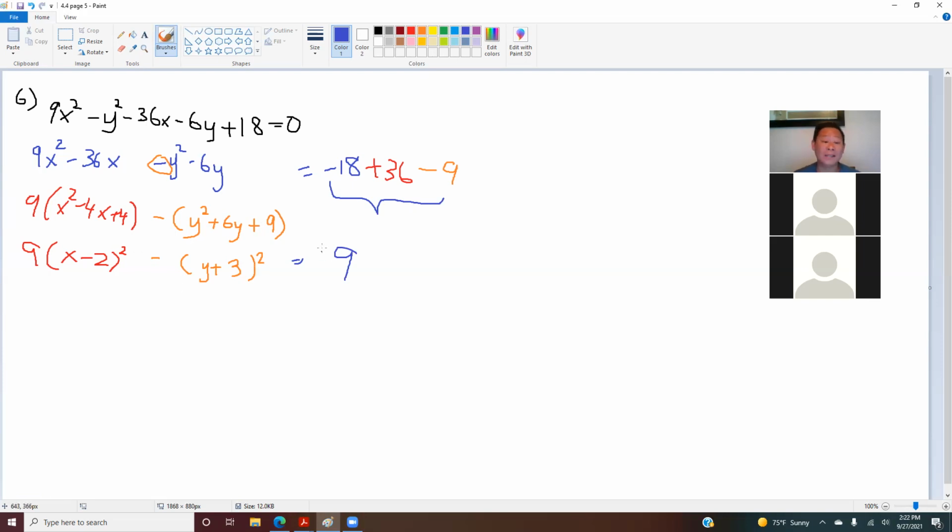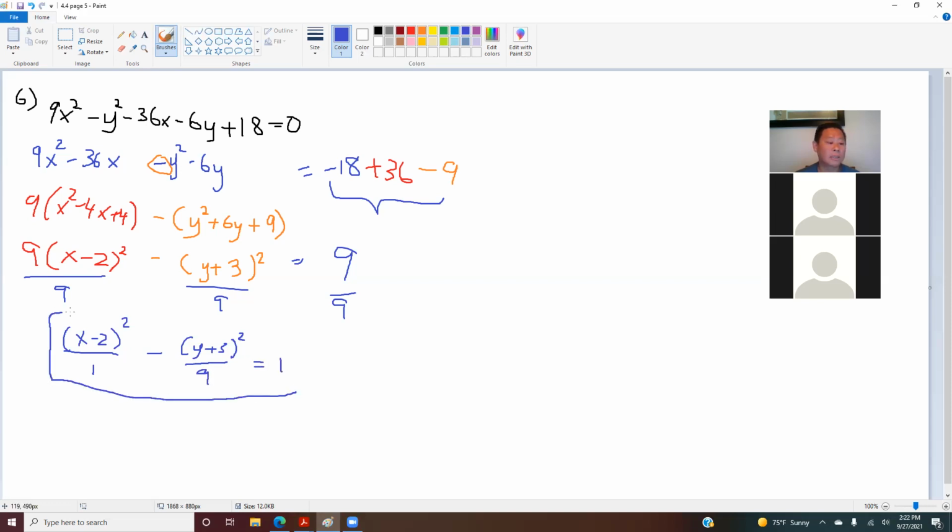Again, as usual, we want this as 1. So we will divide everything by 9. So this will cancel out. I still put 1 on it, so it's easy for us to see. So x squared minus 1 divided by 1 minus by y plus 3 squared over 9, because that one has nothing, can be written. And this is equal to 1. So this is your conic sections formula here.